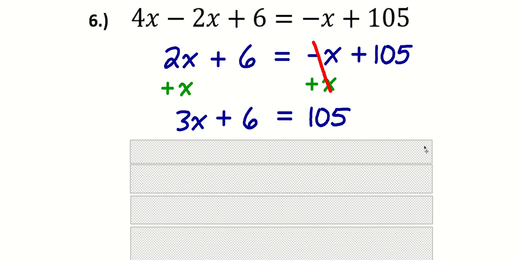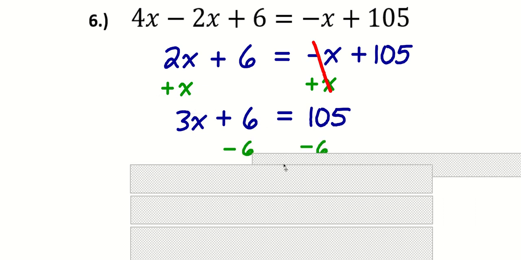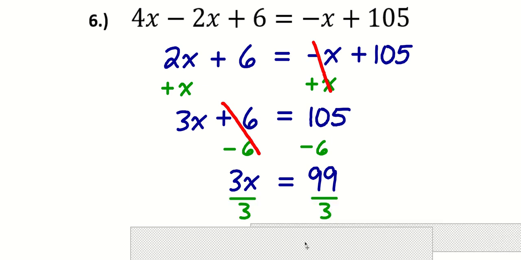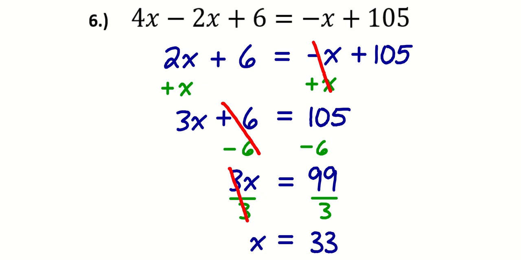105. And now what? We can focus on getting this x all by itself on that left side by first canceling out the adding 6 and then canceling out the times 3 to end up with x equals 33. So final answer, the solution all along was that x equaled 33 to make this equation work. And that's it for section 3.0, variables on both sides.